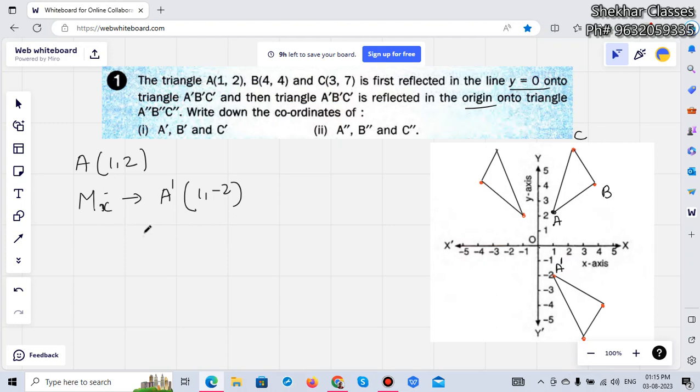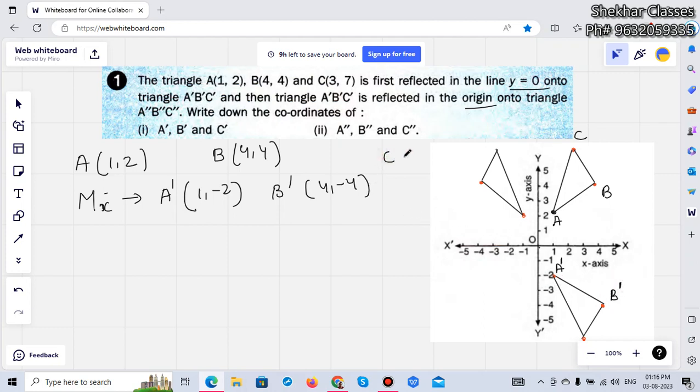Now coming to when I reflect B. So this is B. What was B? B is 4 comma 4. When we reflect through the x-axis, remember only y gets the opposite sign. So B dash would be 4 comma minus 4. So you can see this is B dash, 4 comma minus 4 here. Is that okay?